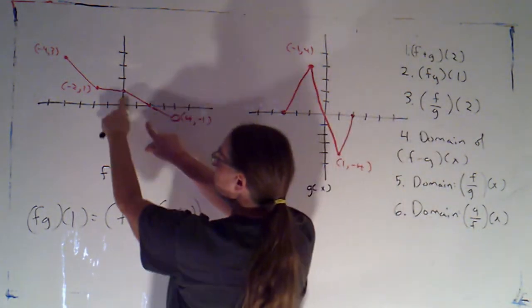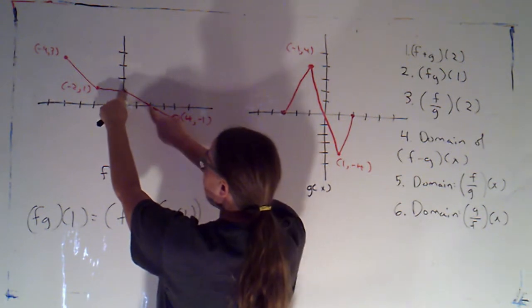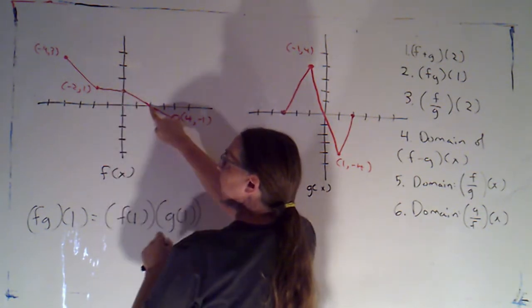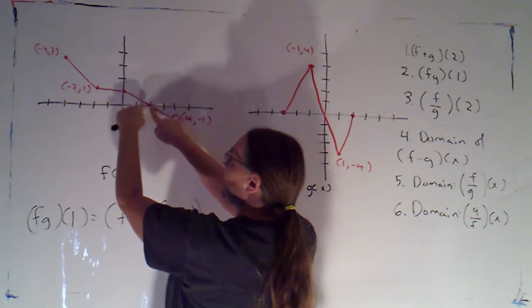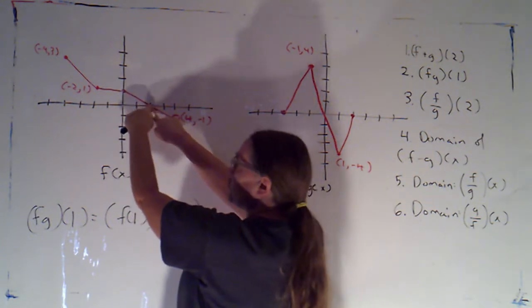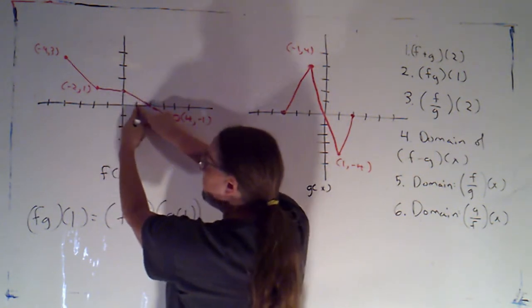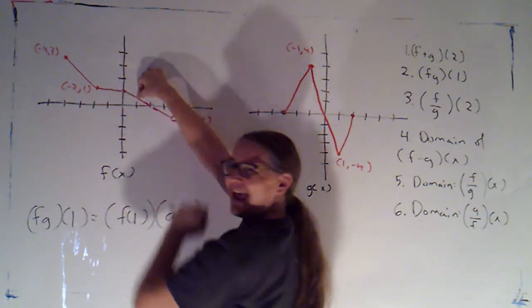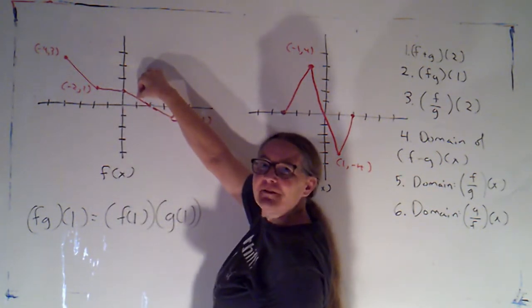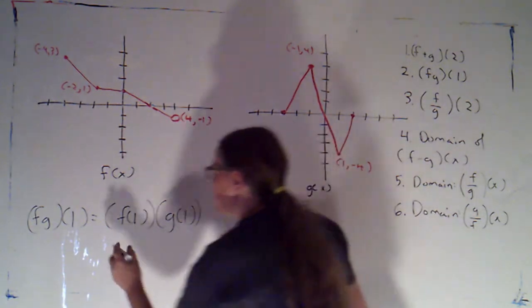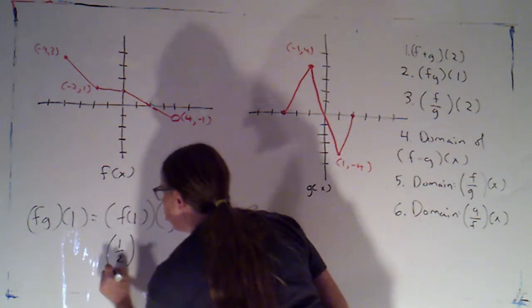And I can see this point is at (0, 1), and this point is at (2, 0). So I'm coming down 1 and over 2. So if I've just come over 1, I would have come down half of that distance. I would have come down a half. So the y value there will be exactly 1/2.